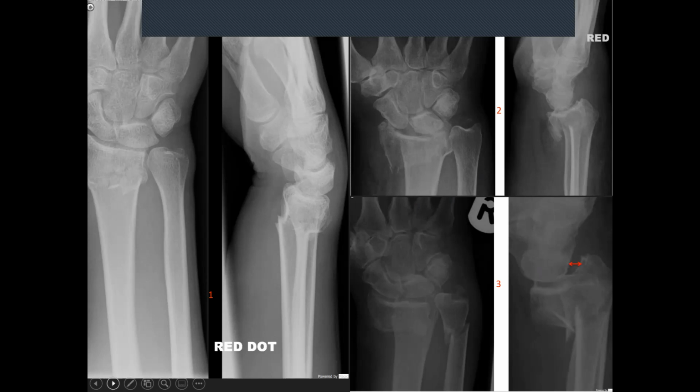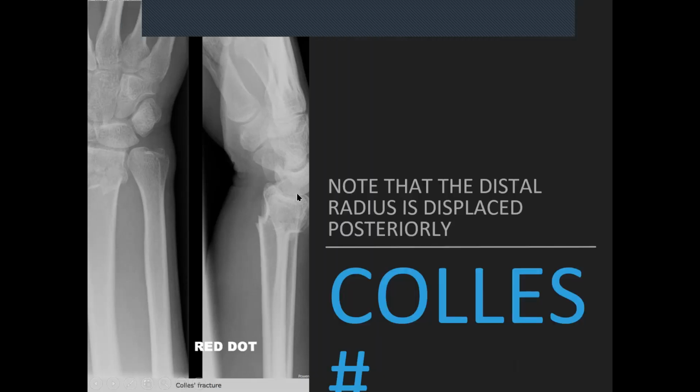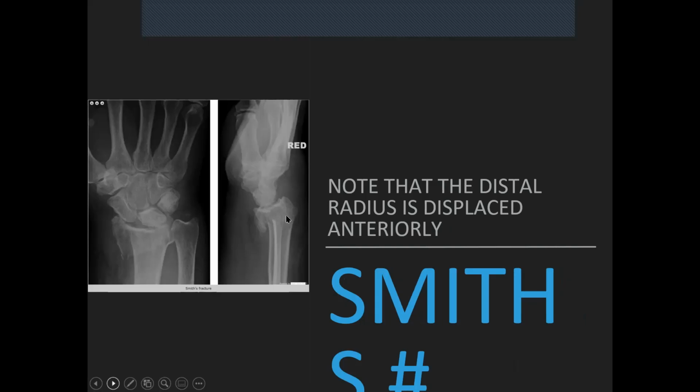So we're going to learn the names of these three. The first one is a posteriorly displaced radius. This is a Colles fracture. That's something you should know, because Colles type fractures are some of the most common fractures of the wrist. Very common in the elderly, very common after falls. Then the one where it's anteriorly displaced is a Smith's fracture, which is also relatively common. It's just that the direction of force is exactly opposite to a Colles fracture.